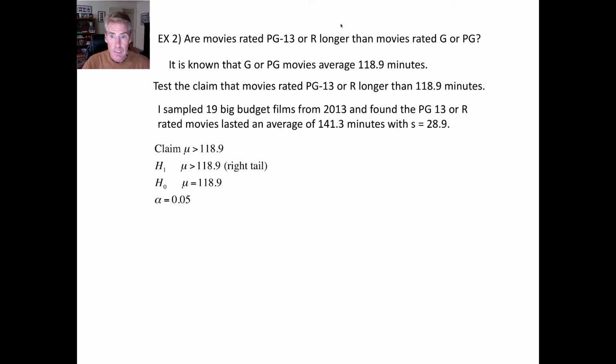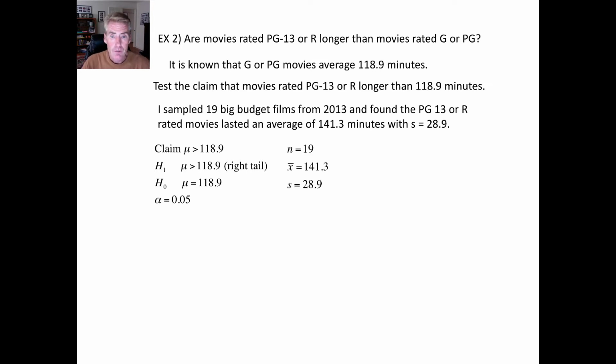So the claim is coming from this right here, longer than, so bigger than. And since this claim does not have an equals, H1 does the same thing. So this arrow pointing to the right means it's a right-tailed test. And like I said, HO always just has equals. And like the last example, test the claim doesn't say what percent level of confidence to use, so use 95%. Or in other words, alpha equals 5%. Good job, alpha.